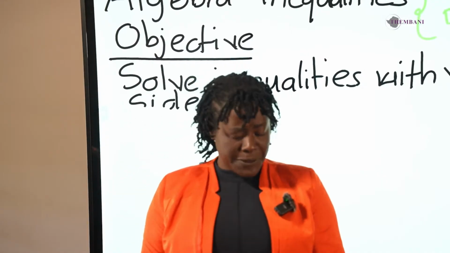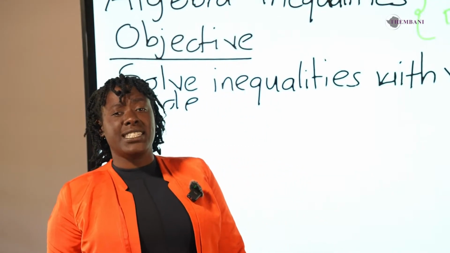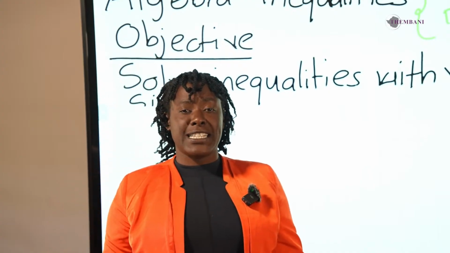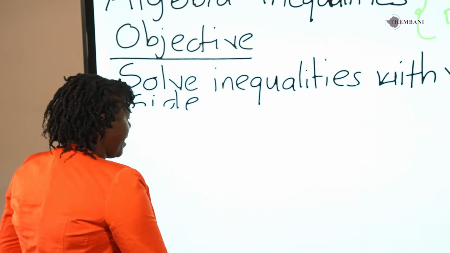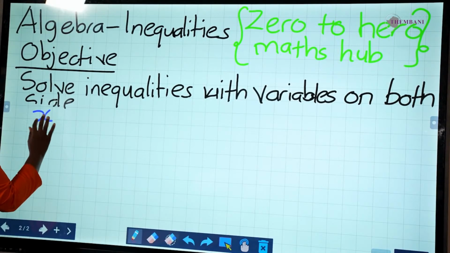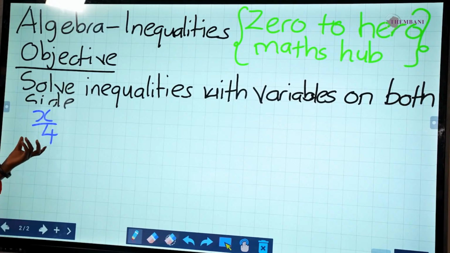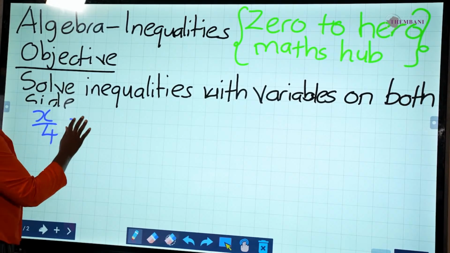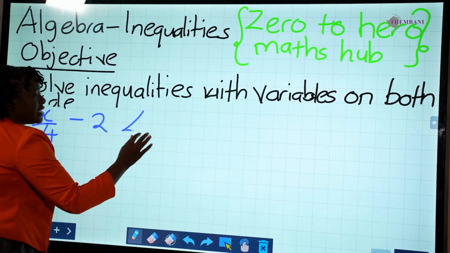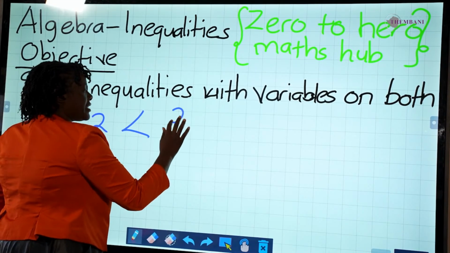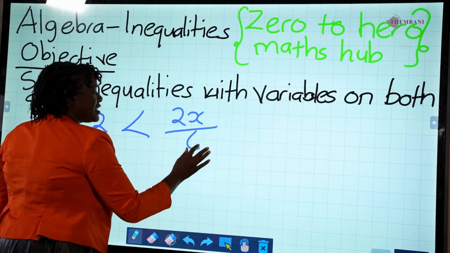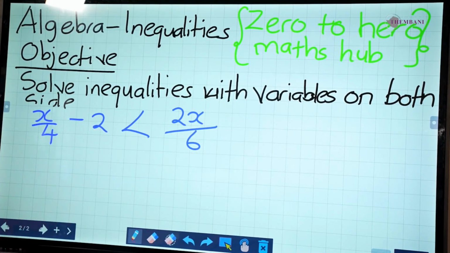I'm going to introduce again an inequality with variables on both sides, but this one now has a fraction. What am I saying? I'm saying my question is x over 4. This is a fraction, isn't it? x over 4 minus 2 is less than 2x over 6. So this is my question.